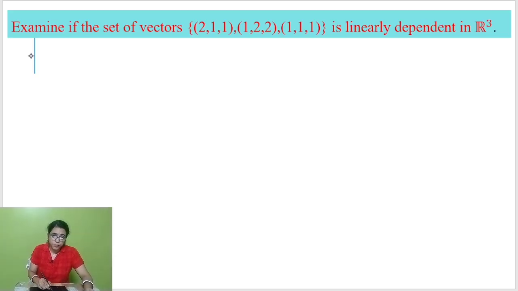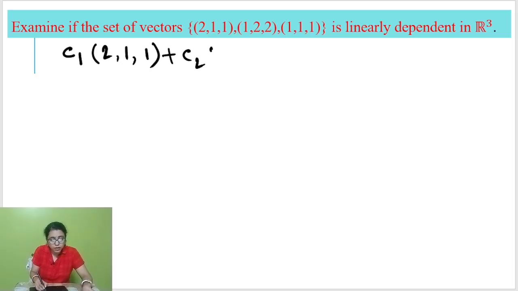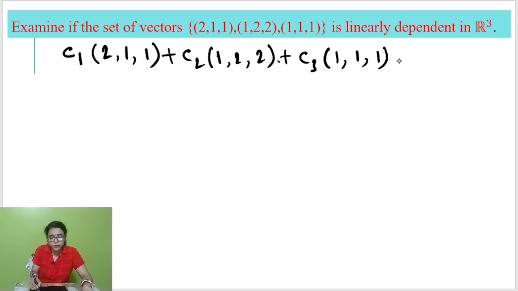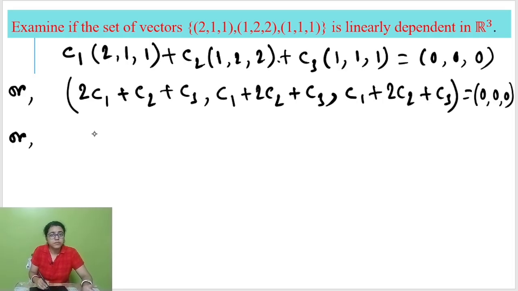Now we solve a problem. The problem says examine if the set of vectors is linearly dependent or not. So basically we have to take the linear combination, make it equal to zero vector, and check whether we can get a non-zero C1, C2, C3 or not. Calculate the left hand side and get the system of homogeneous equations in terms of C1, C2 and C3.